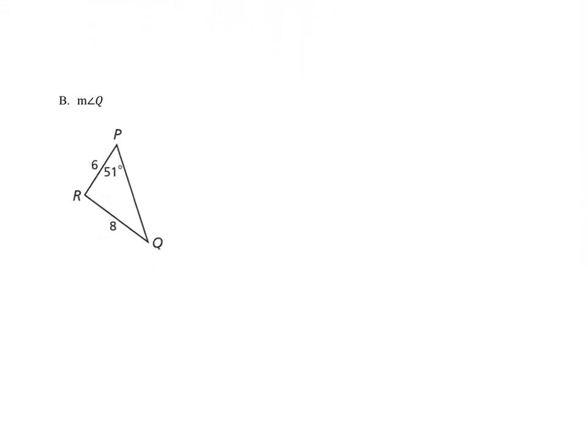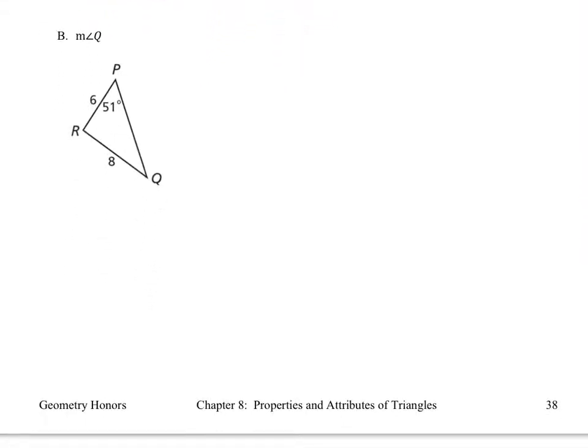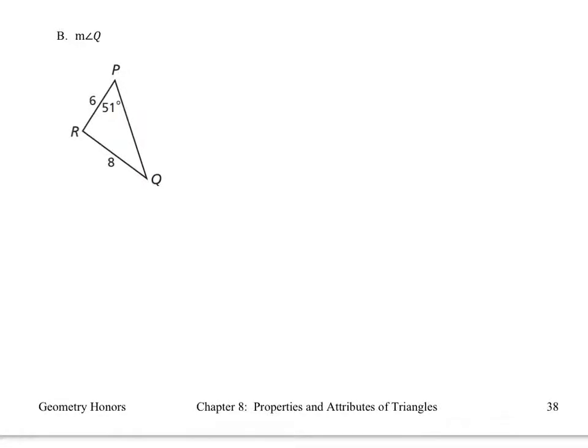In part B, we're going to use the law of sines to find a missing angle measurement. We're going to start by labeling our triangle with the side names. So we've got triangle PQR, so we know the angle and the side that are opposite one another have the same name, lowercase and uppercase. And this time we're trying to find the measure of angle Q.